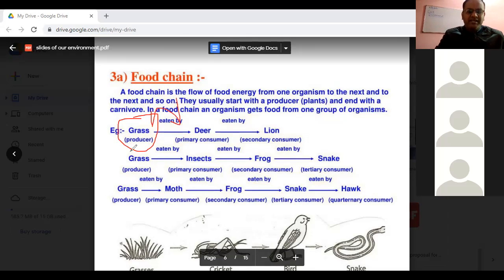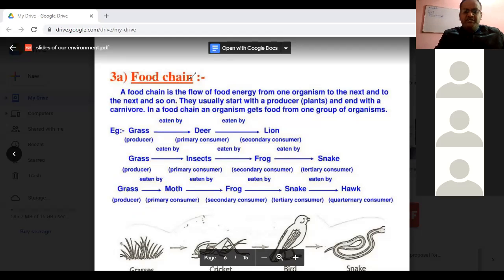Again, my next question. Is it possible that the grass can be eaten by the insect only? Is it like that? Very good. The answer is no. Again, my question. Is it possible in nature that the grass can be eaten by moth only? Again, the same answer, no. Very good, students. So in nature, you can see all the food chains are interconnected.